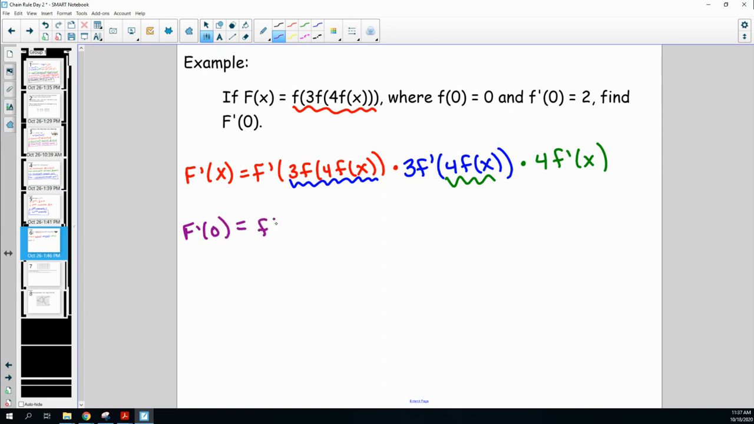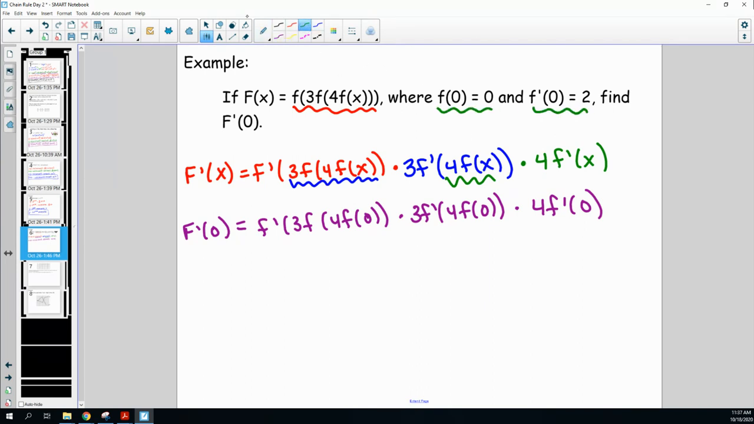So I want to have f prime of 3 f of 4 f of 0 times 3f prime of 4f of 0 times 4f prime of 0. Because we know what f of 0 is and what f prime of 0 is, we can figure these things out. f of 0 is 0, so this here is 0. If I multiply 3f of 0, that's just going to give me 0. So this is really just saying f prime of 0. And then over here, f of 0 is 0 times 4 is 0, so what I really have here is 3f prime of 0.